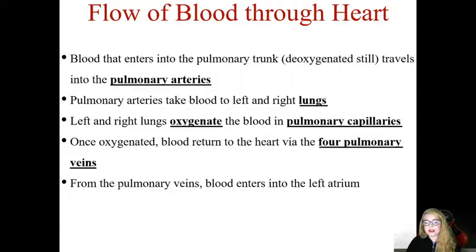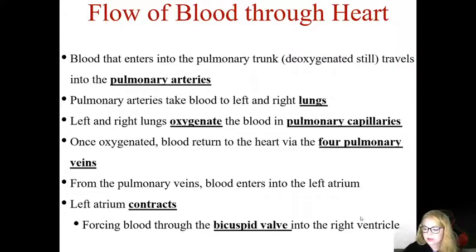Okay, and from the pulmonary veins, that oxygenated blood enters into the left atrium now, and the left atrium contracts, much like the right atrium had contracted before. And this forces the blood through the bicuspid valve into the right ventricle. So you can kind of see a pattern. It's reversed between the oxygenated and deoxygenated blood.